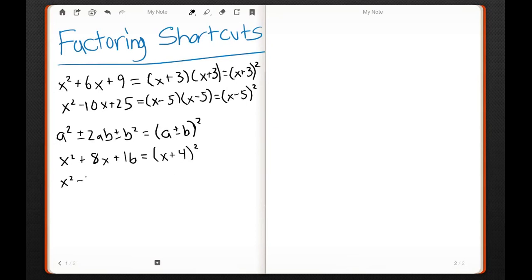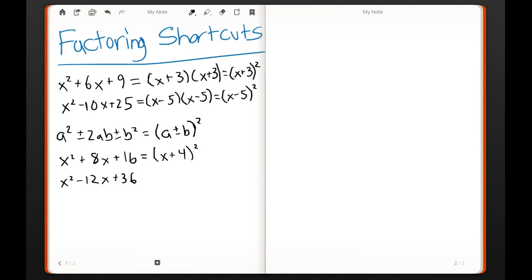The same thing will work if we have minus 2ab. So 1 is a squared, and 36 is b squared. So we take the square roots of both. Square root of 1 is 1. Square root of 36 is 6. 1 times 6 times 2 will be 12. And we have 12 here, but it's negative. Because it's negative 12, we follow the formula.